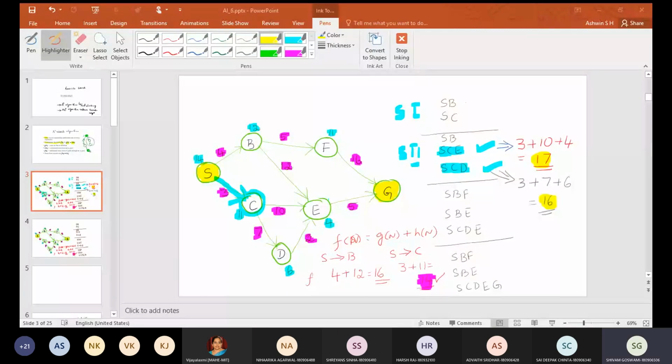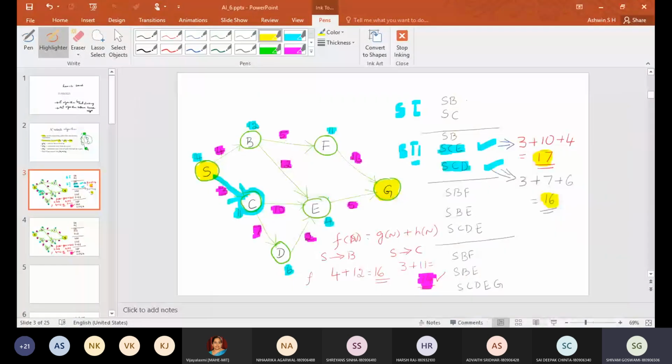Ma'am, I think we'll go to E. No, we have reached SCD, right? Yes, ma'am. Which node to expand now? We can go to SCD or we can go to SCE. So which one to expand? Which one to consider? This one or this one? First one or second one? You tell. SCD, ma'am. SCD. Okay, you are telling SCD. Yes, ma'am. Any other answer?